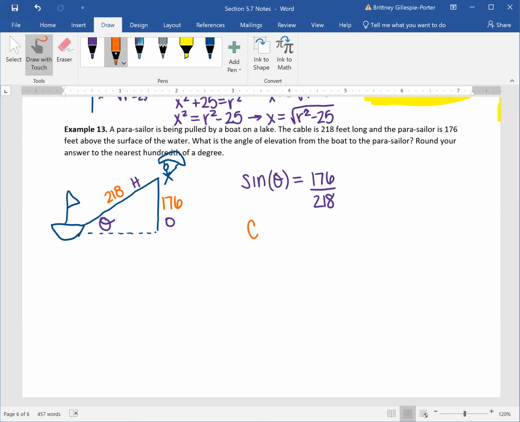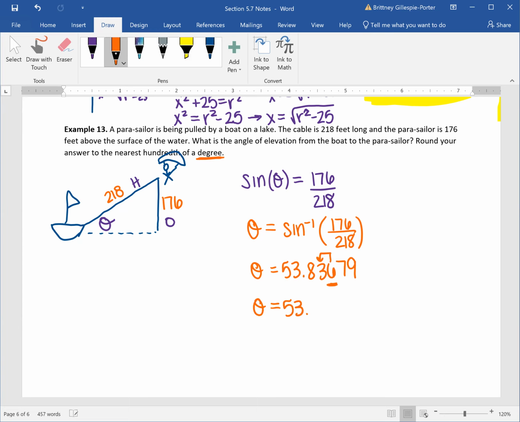Here, I can rewrite this. To get theta by itself, I need to take the inverse sine of our fraction. And notice that it says the nearest hundredth of a degree. So when you are doing this in your calculator, make sure that you are in degrees, not radians. You should be getting 53.83679. And that 6 is enough to round us up. So we get 53.84 degrees.